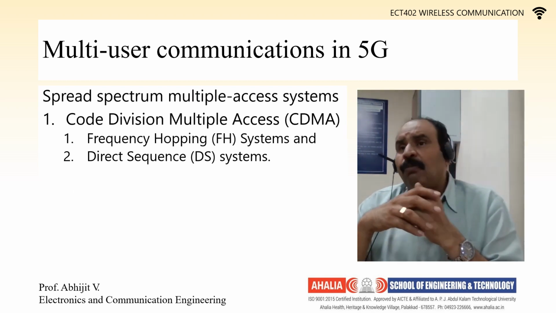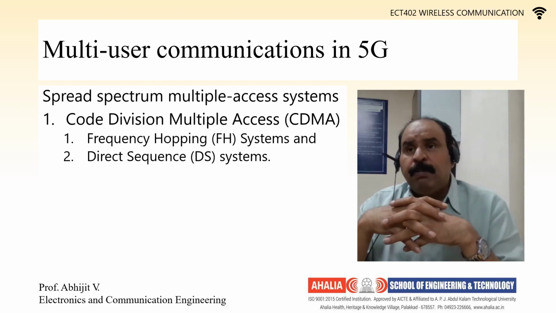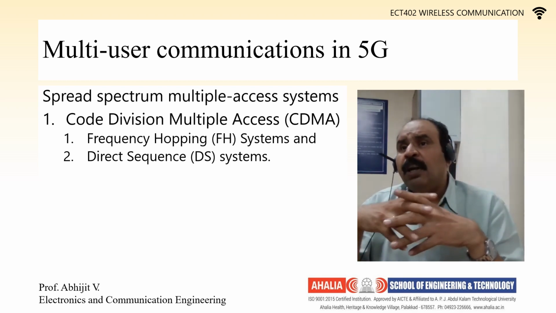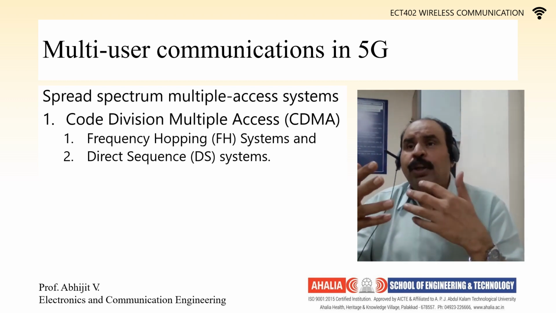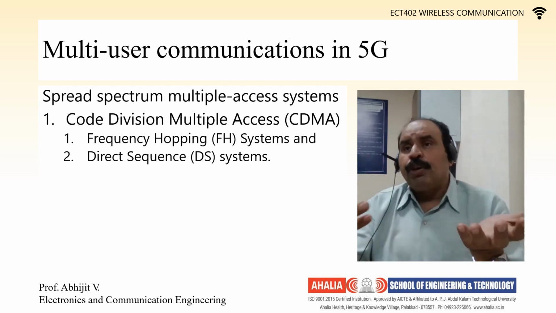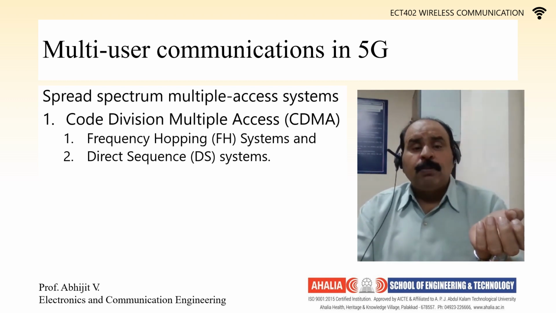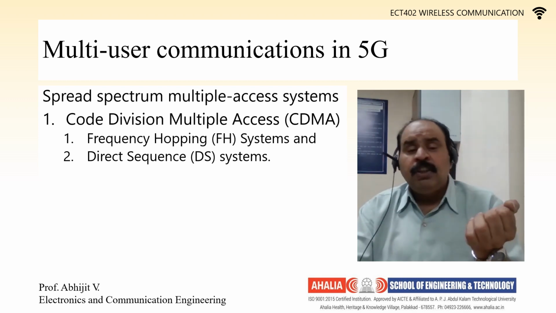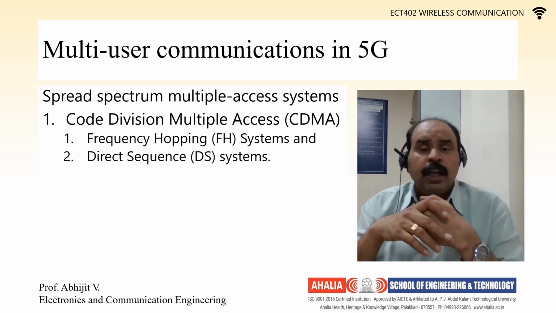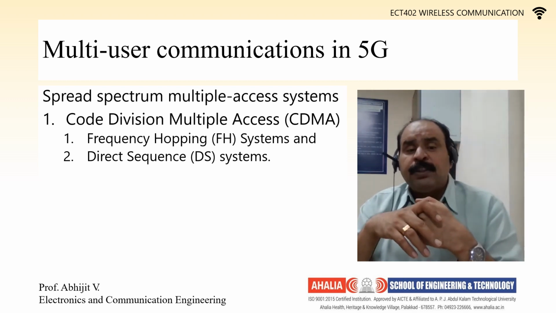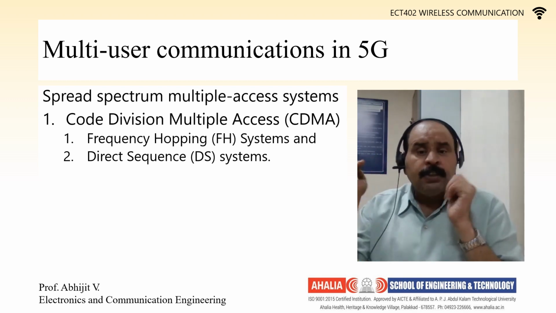So we have spread spectrum multiple access systems other than the orthogonal. Spread spectrum, as I already told you, could be orthogonal or non-orthogonal. So we have an important system called code division multiple access. In that we have two different systems. One is called frequency hopping, FH, system and the other one is the direct sequence system.